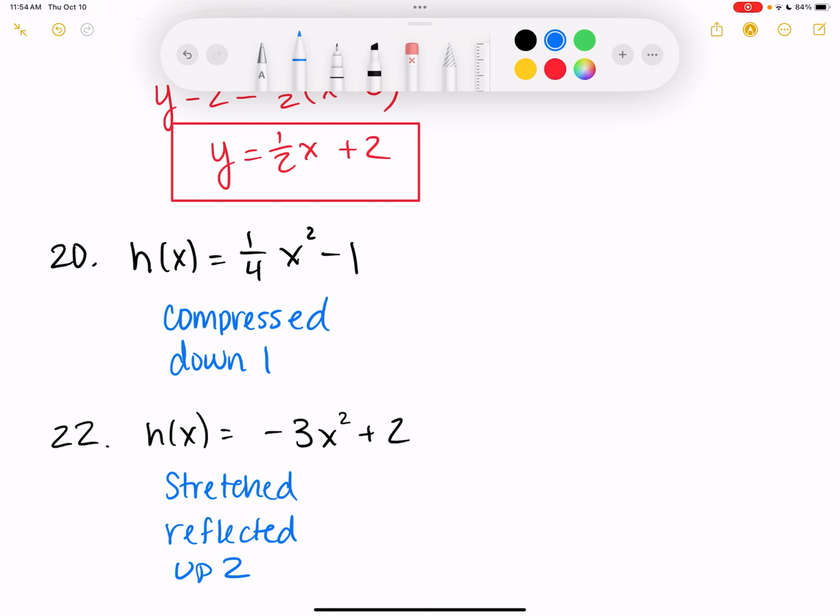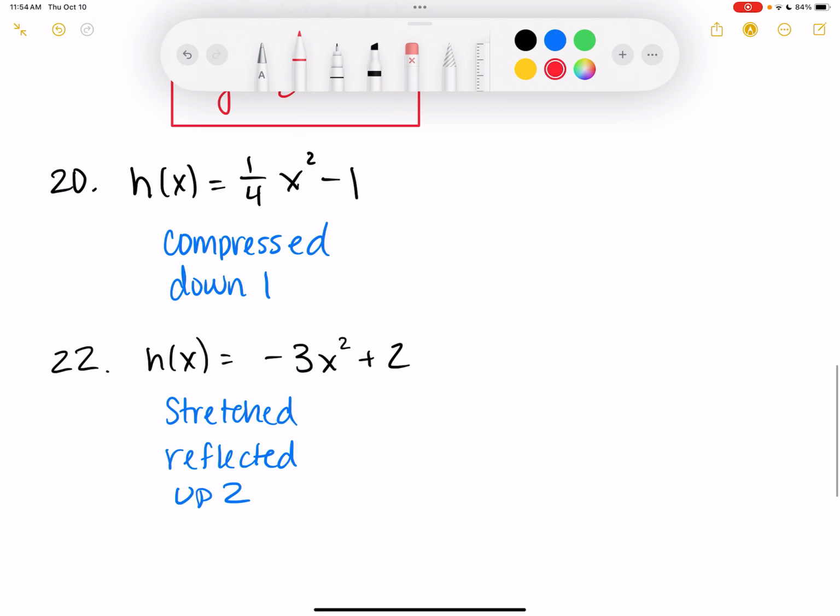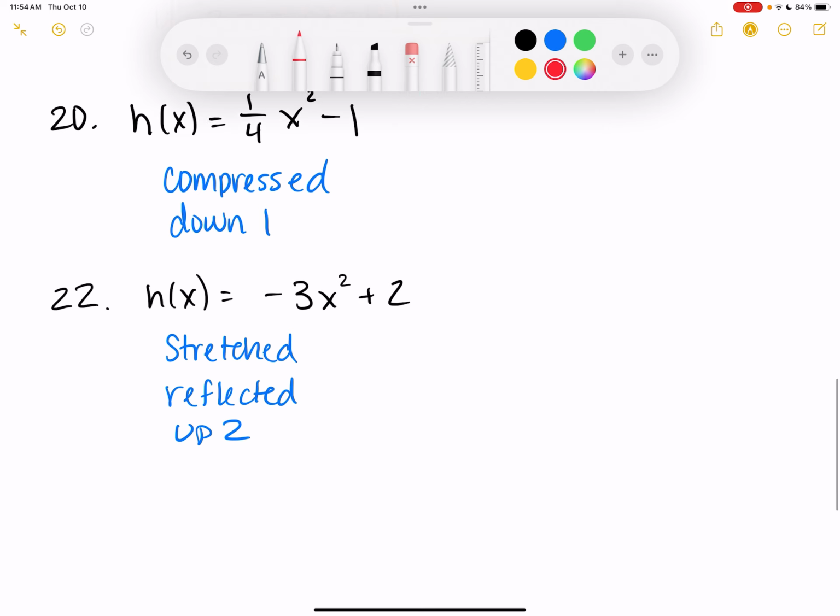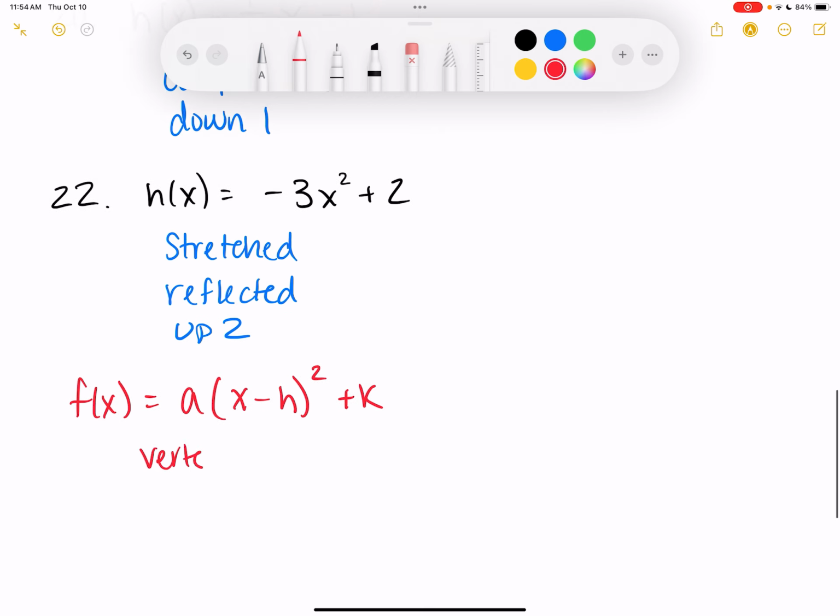Alright, the next thing is to find the vertex and the axis of symmetry of a graph. These ones will be of the form f of x equals a times (x minus h) squared plus k for the purpose of what we're looking at. The vertex, if it's in this form, is at (h, k). And the axis of symmetry is a line at x equals h.